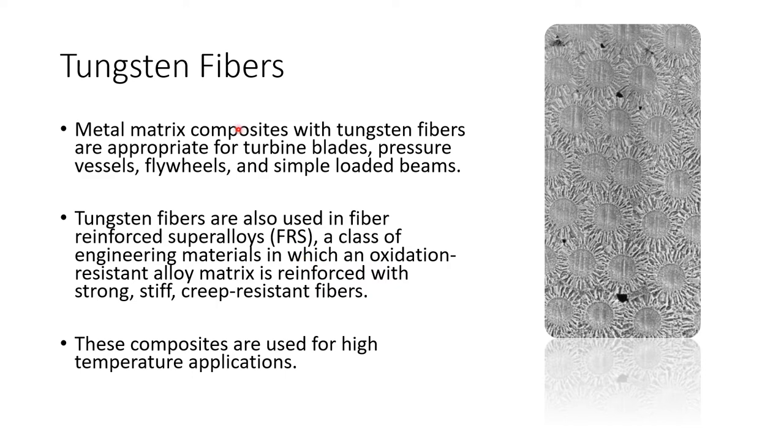Tungsten fibers are the next reinforcement. These reinforcements are appropriate for turbine plates, pressure vessels, flywheels, and simple loaded beams. Tungsten fibers are also used in fiber-reinforced superalloys, which is just a class of engineering material in which the oxidation resistant alloy matrix is reinforced with strong, stiff, creep-resistant fibers. So these composites are used for high-temperature applications. This is just your internal structure diagram showing the tungsten fibers.